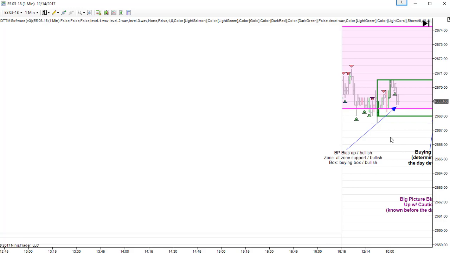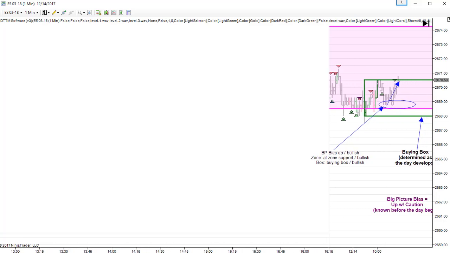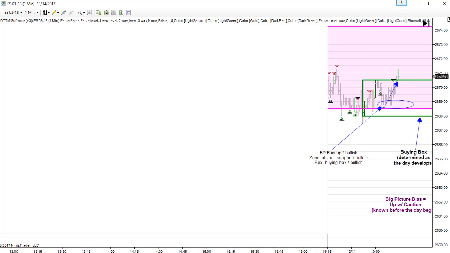Okay, we know that toward the low of a buying box is a good spot to be a buyer. We know that toward the low of a zone is a good spot to be a buyer. So we've got 3 out of 3. Being a buyer right in this area here makes a lot of sense. Okay, and so what we want to see is, if we bought it somewhere in this area, how does it react? Our next test, our next decision point, if you will, is to determine how the buyers are going to react up here at the high of this buying box.